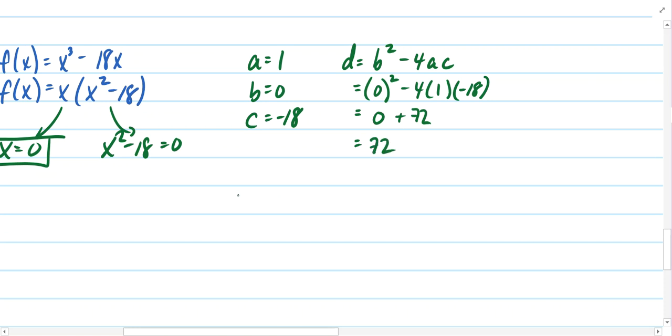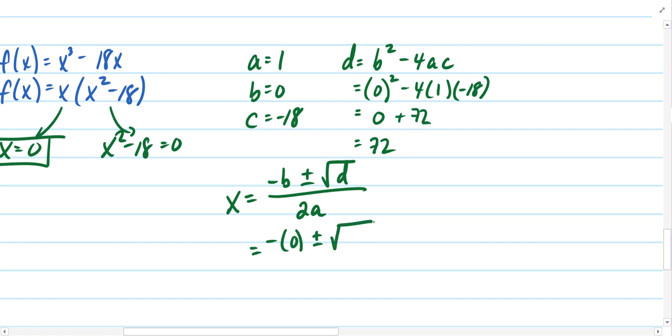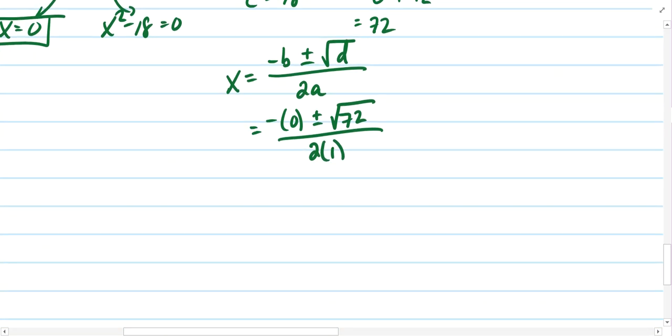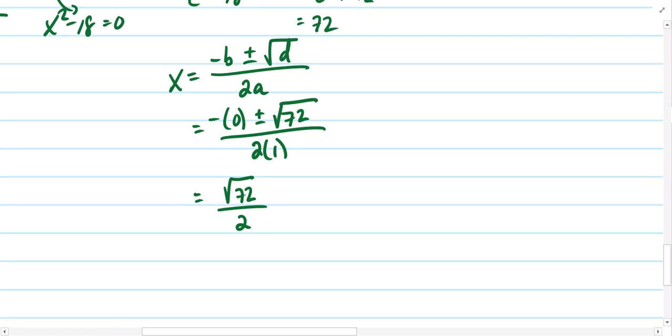Now I like calculating this first because I've memorized the quadratic formula that provides us the x value as the opposite of b plus and minus the square root of d divided by 2a, where the opposite of 0 plus or minus the square root of 72 divided by 2 times 1. Well, that's easy to simplify. Square root of 72 divided by 2. We can't just divide 72 by 2 here because this 72 is protected by the square root sign. So let's see if we can simplify that using a factor tree.